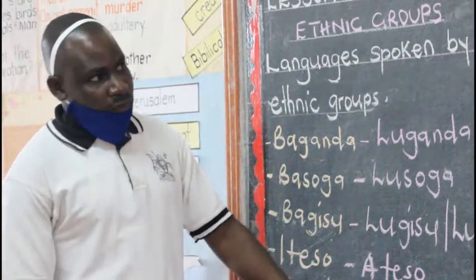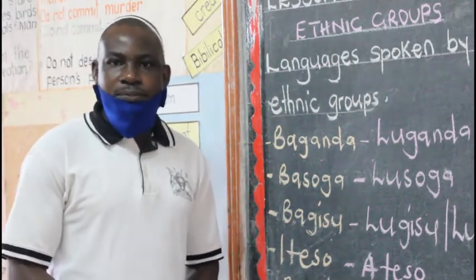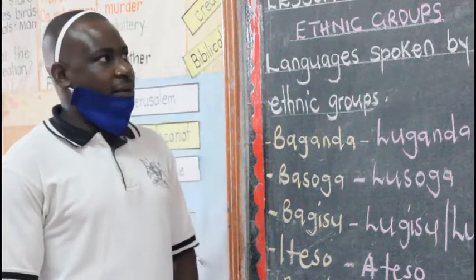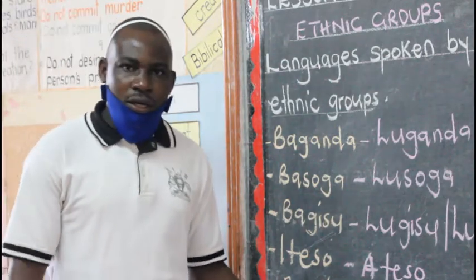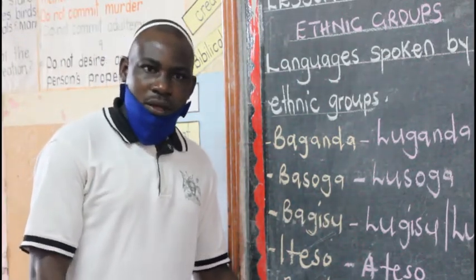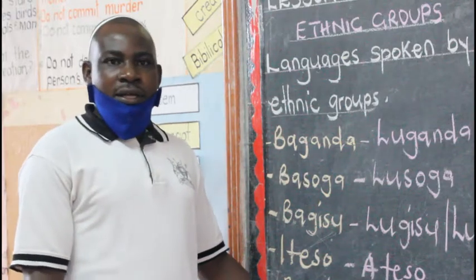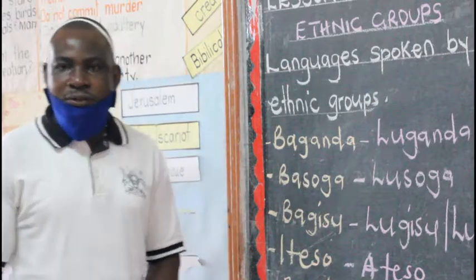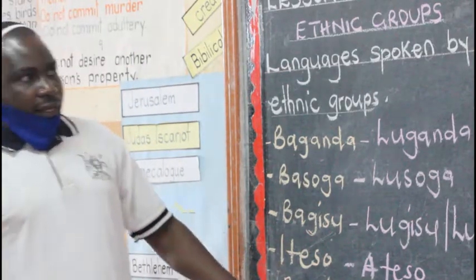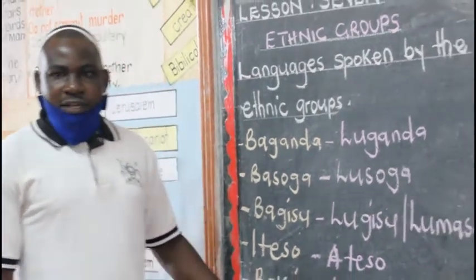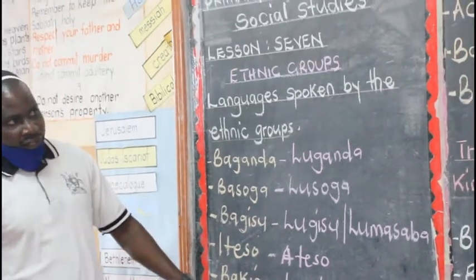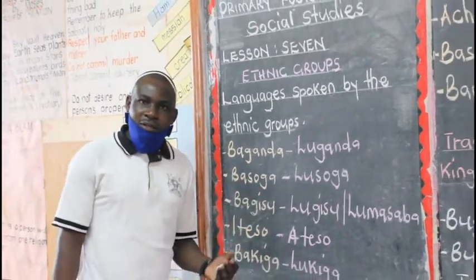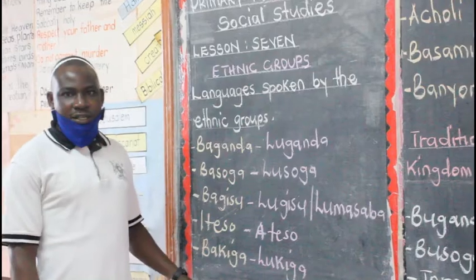Then we also looked at other ethnic groups. So my dear children of primary 4, just get your lesson notes. You are always picking the hard copy, the work is there. So endeavor to go through and check. Then today, I want to introduce the lesson for today. We have just been reviewing the work that we had in the previous lesson.